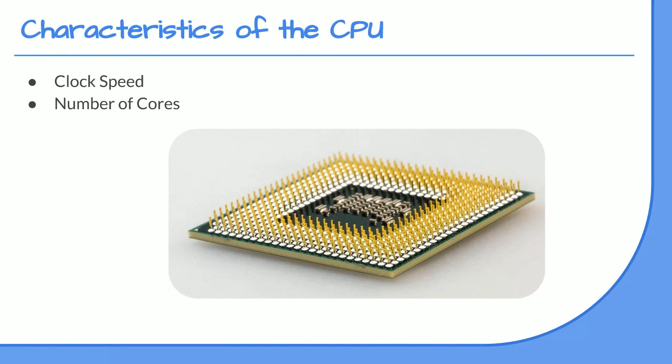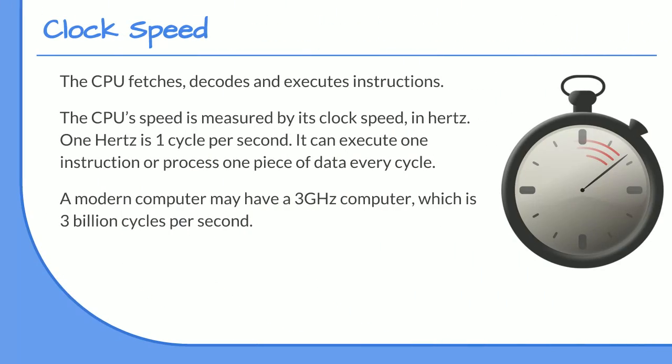The main characteristics of a CPU are the clock speed and the number of cores the CPU has. So first of all, the clock speed is a measure of how fast the CPU is. We measure the clock speed in hertz, which is 1 cycle per second. We know that a CPU fetches, decodes and then executes 1 cycle of instructions when it's processing, so 1 hertz will do 1 of these cycles per second. Modern day CPUs may be clocked at 3 GHz, for example, and 3 GHz means 3 billion cycles per second, so it can process quite a lot.